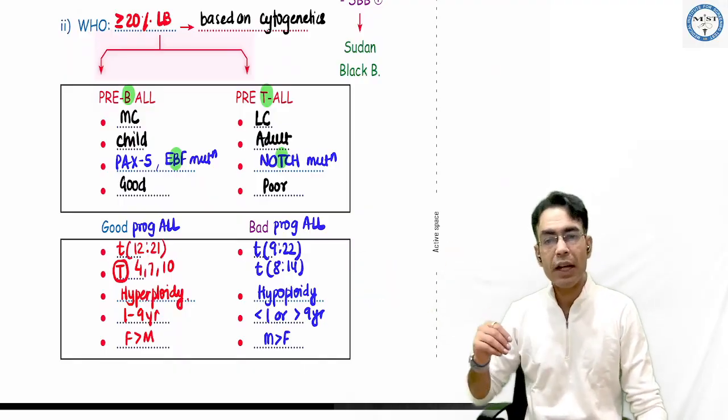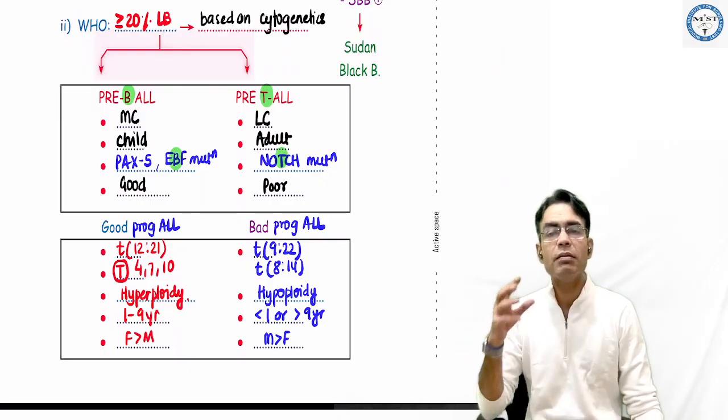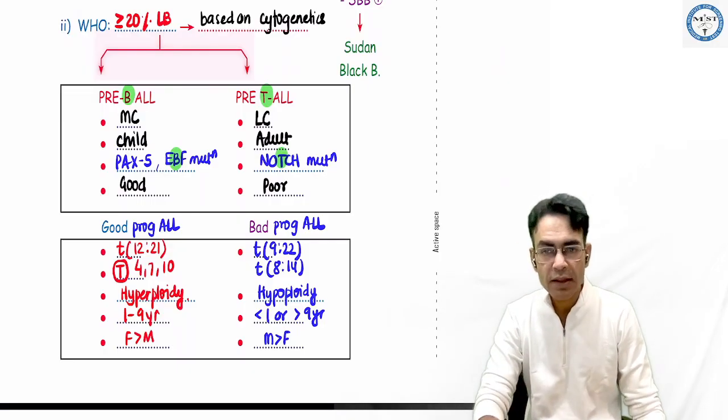So you will have translocation 9;22, 8;14, plus hypoploidy, age group less than 1 or more than 9, plus more common in males as compared to females.